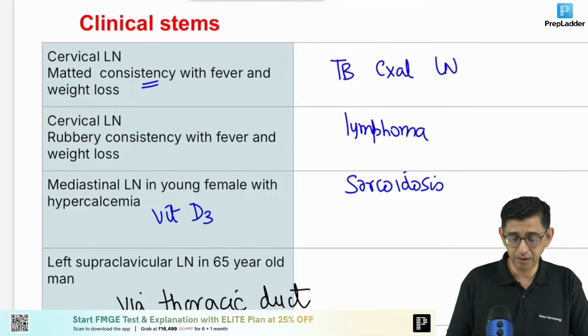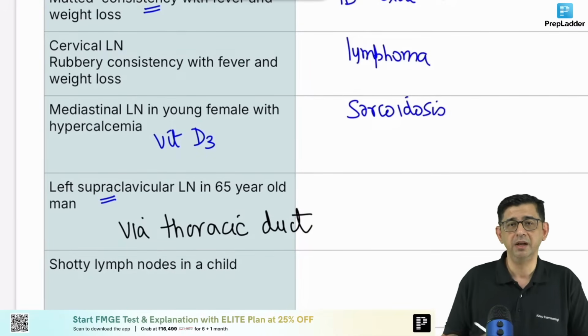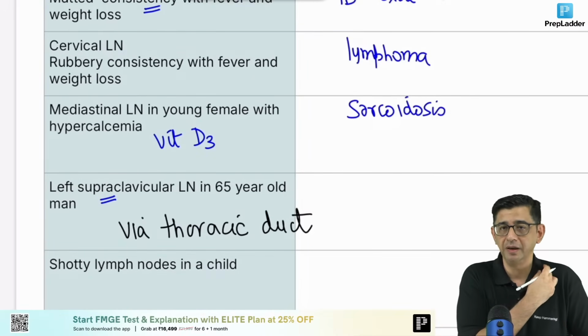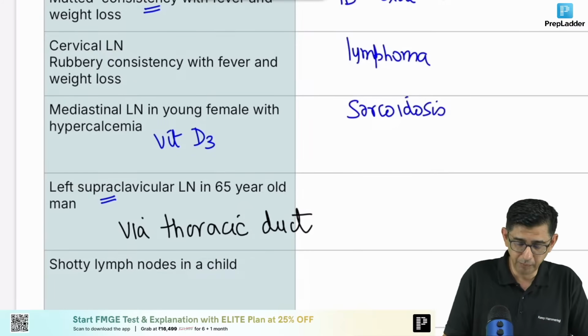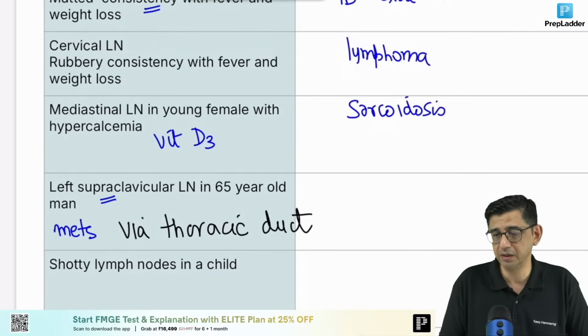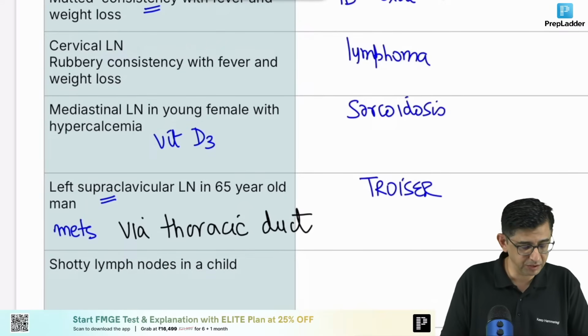Then the next clinical stem that could be asked to you is again with respect to cervical lymphadenopathy, but the questions in the previous years have been like a bit of overlap from surgery, that is left supraclavicular lymphadenopathy in a 65-year-old man. Here there is an abdominal tumor that will be exhibiting mets by the thoracic duct. This is what we call Troisier sign. Yes guys, quick comments in the chat box. In Troisier sign, what is the common cancer that would be involved?